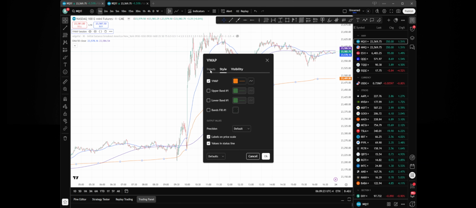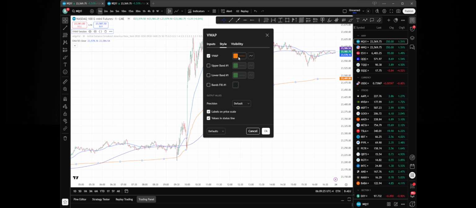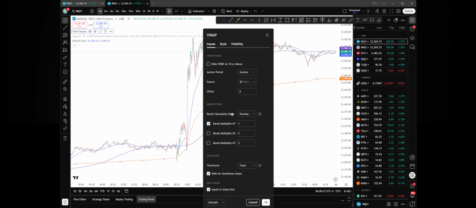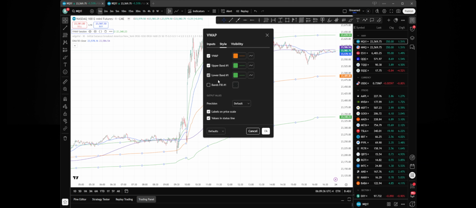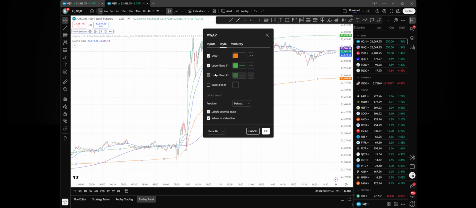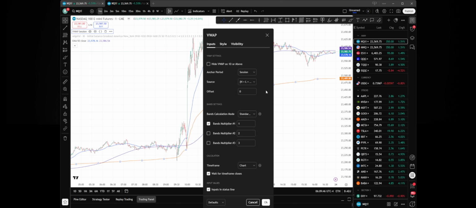Obviously, you don't need to change anything. I like to have this color on orange, but you don't really need to change anything. I removed some of these bands here actually, because they normally come with upper bands like this. However, I like to remove the upper band, the lower band, and just keep the VWAP only. The setting is just as it is. I didn't really change anything with the settings. So yeah, let's leave that as that.